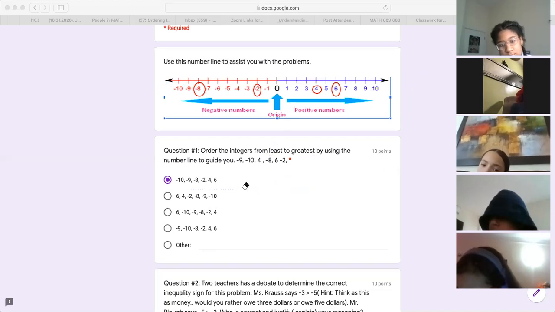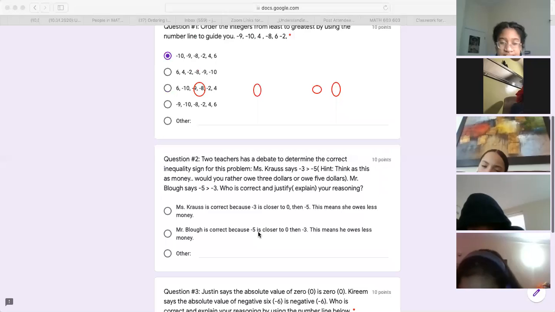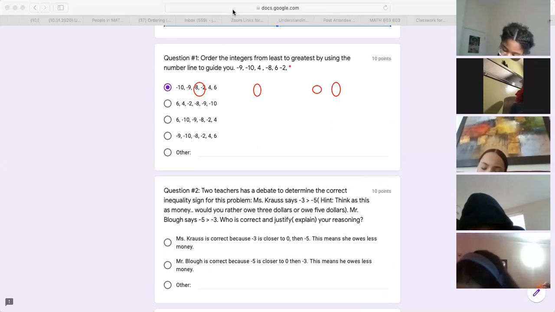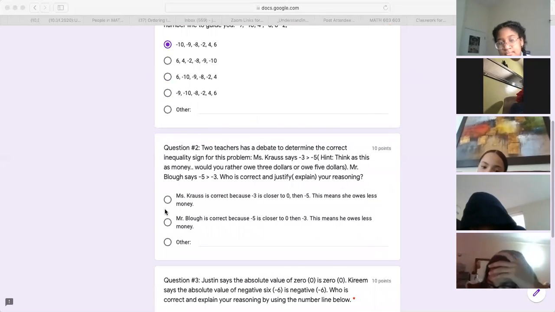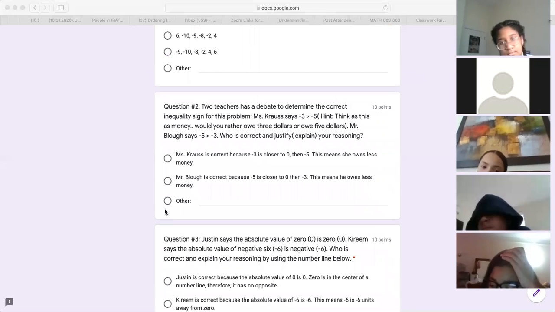Let's move on. This is a fun question. I like this question. 2 teachers had a debate to determine the correct inequality sign for the problem. Miss Krause says that -3 is greater than -5. Think of the negative as money. Would you rather owe $3 or have $5? Mr. Blau, your principal, says that -5 is greater than -3. Who is correct and why?